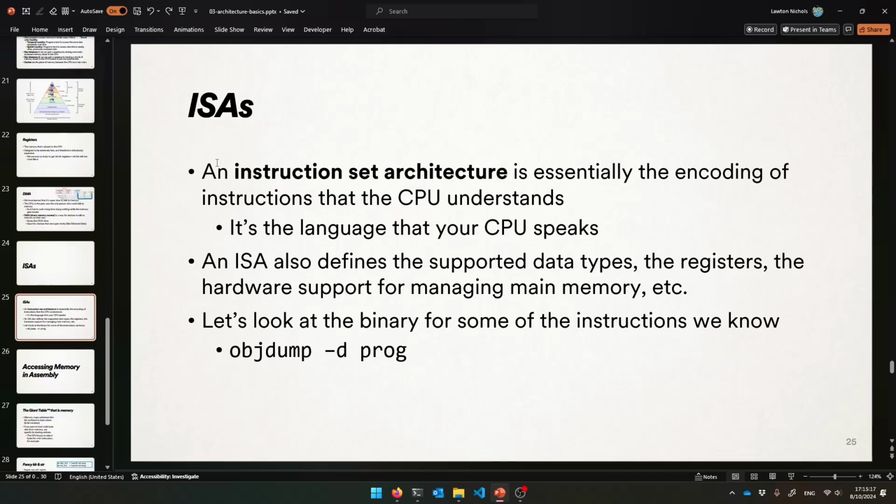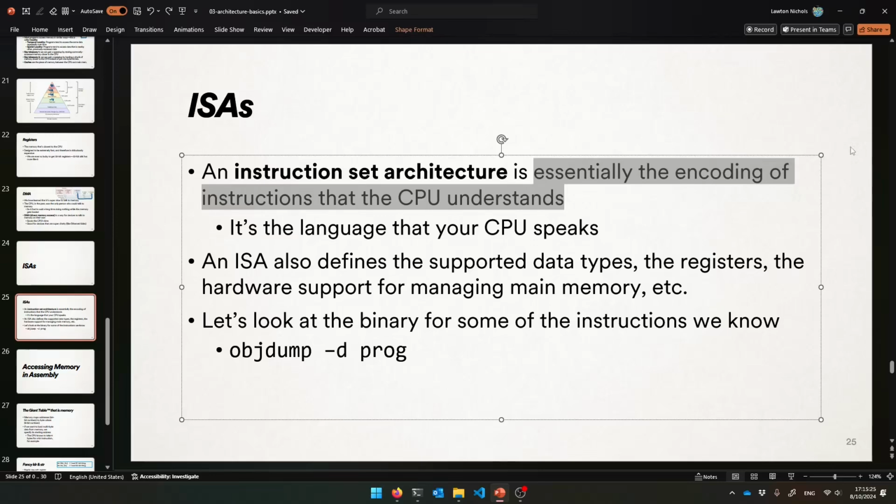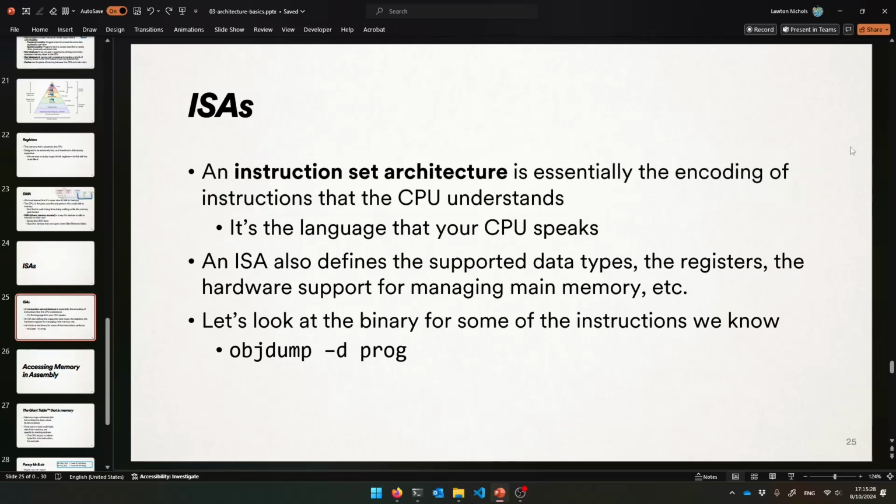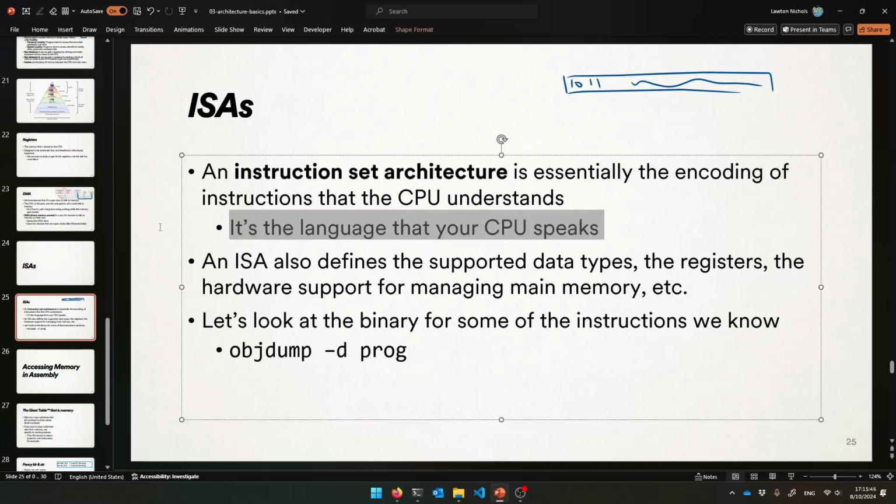All right, so an ISA, an instruction set architecture, is kind of like the language that the CPU speaks. It's the encoding of the instructions. It's the ones and zeros that a particular architecture has agreed on. Like, if you give me a 32-bit instruction that starts with 1011, I know that that's an add instruction in 64-bit ARM land. That's what everybody's agreed on. That's what it means to be an ISA. That's all it is. It's the language that the CPU speaks.